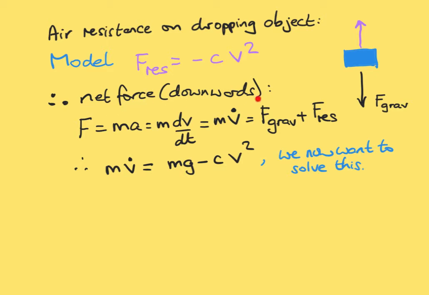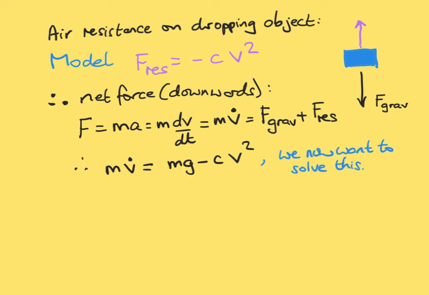So the net force acting downwards is F = ma, so that is the mass times the derivative of the velocity with respect to time, and that is equal to the gravitational force and the air resistance force, which is opposed to it, hence this minus sign. So we have that the mass times the derivative of the velocity with respect to time is mg minus c, our constant, times v squared. And now we want to solve this equation.